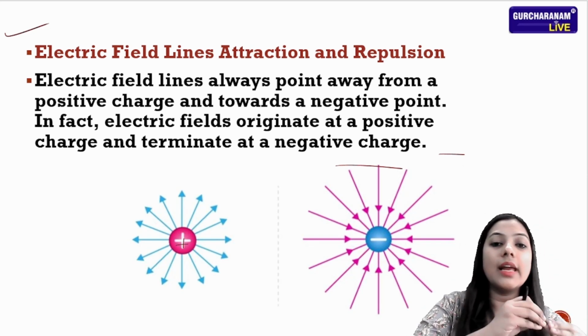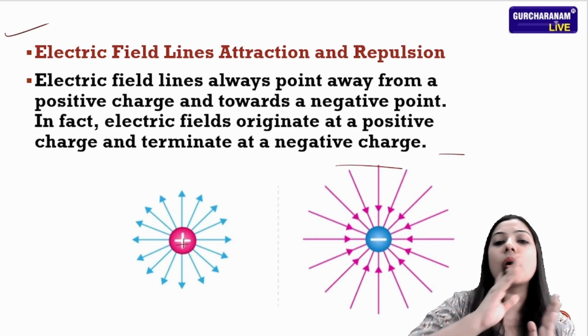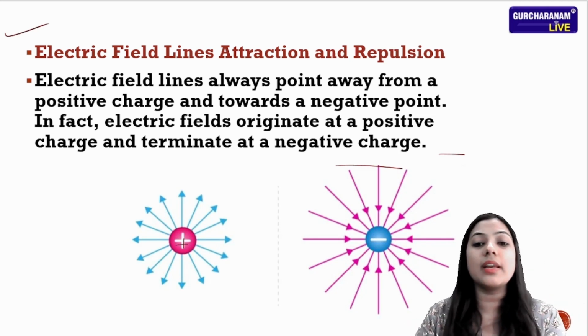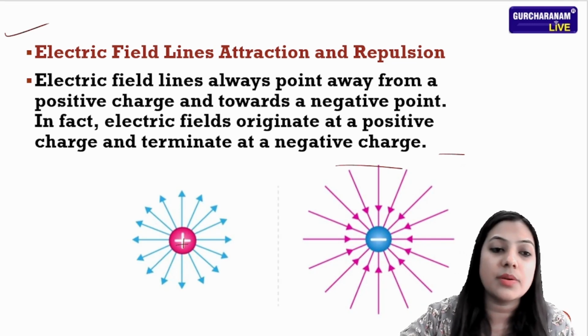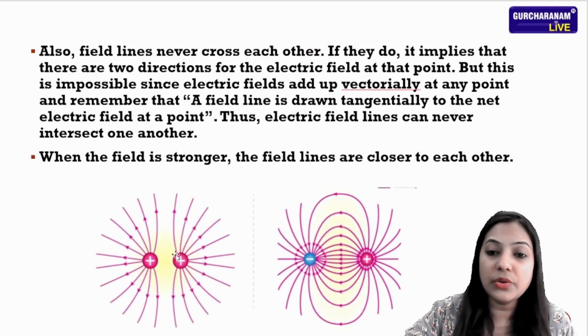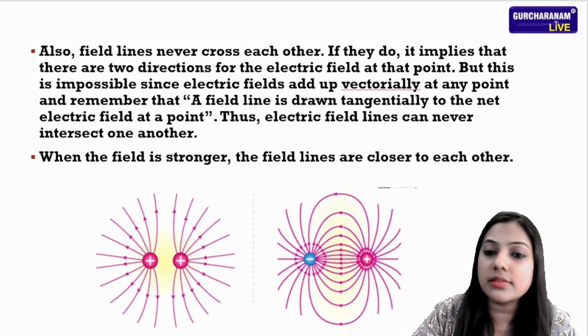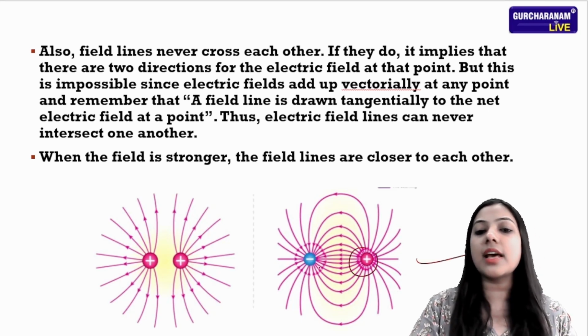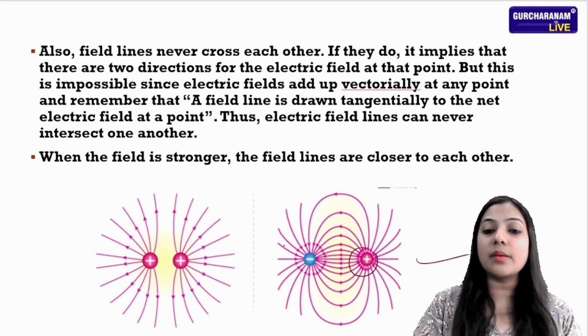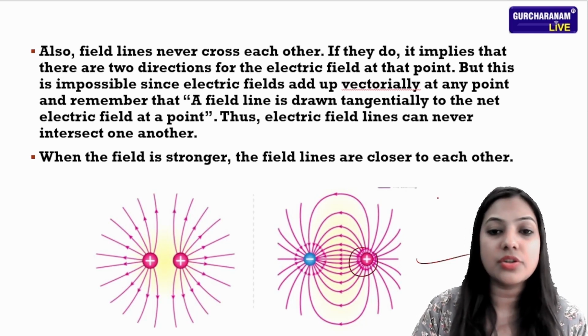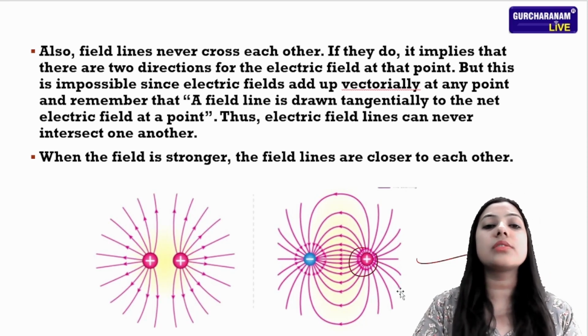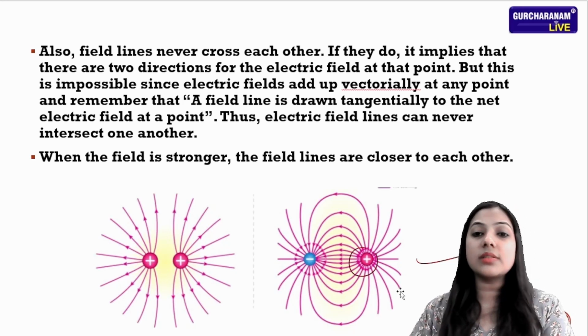What I'm saying is, electric field lines originate from the positive charge and terminate at the negative charge. You can see in this diagram, they originate from the positive charge, go in the direction of the negative charge, and terminate at the negative charge. Also, field lines never cross each other.